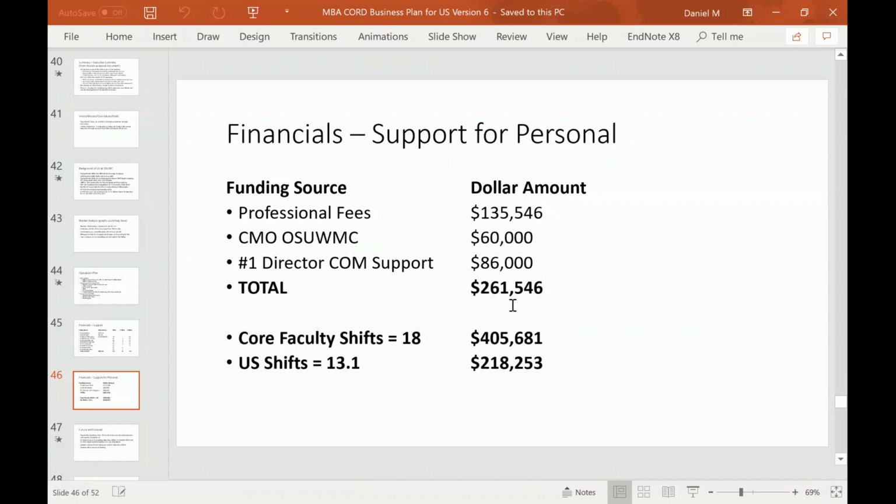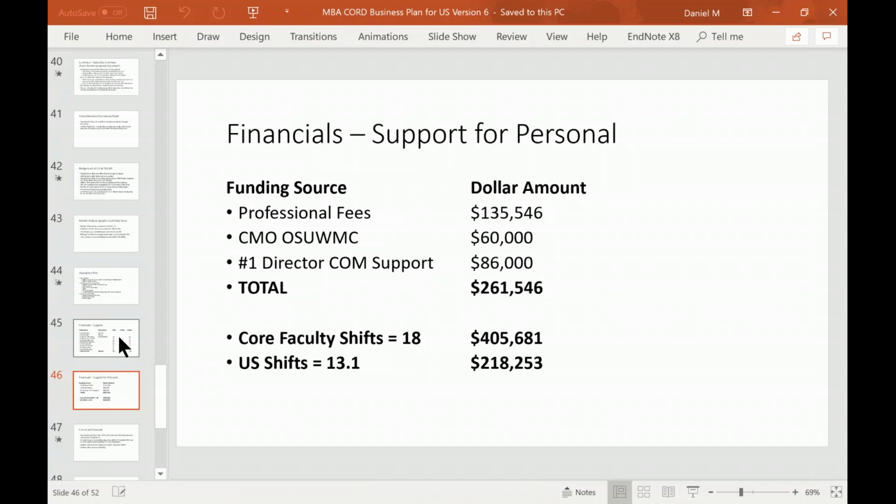I have a question for you. Could you go over again the $405,000 for the faculty shifts? Is that the money coming from the department or from the hospital to support the core faculty to have the protected time? That's a great question.